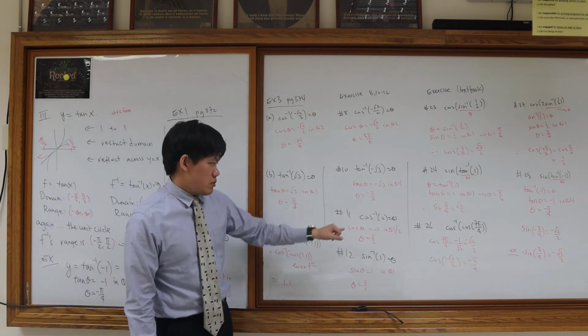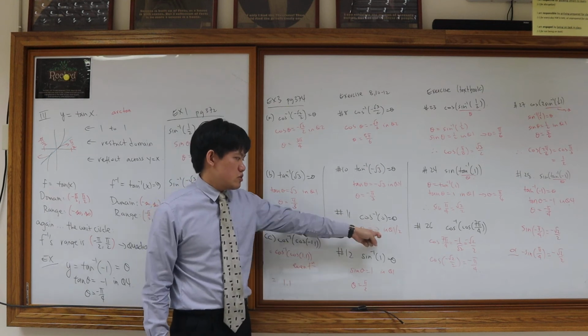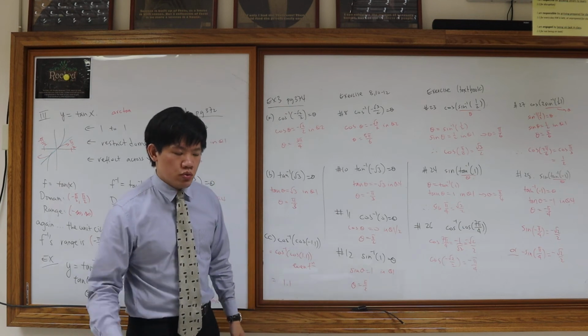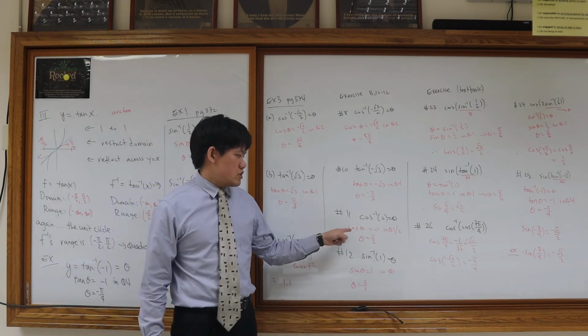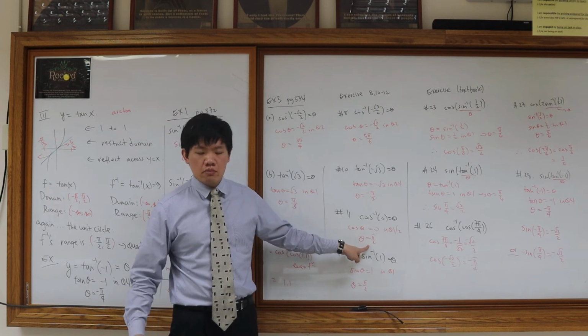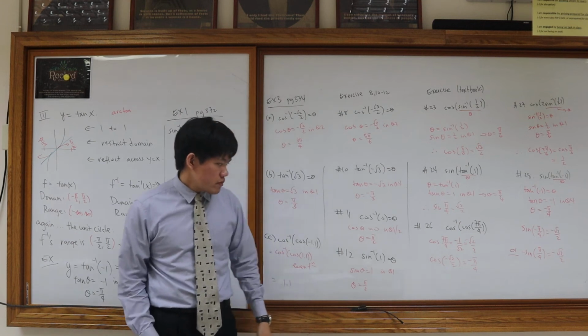Okay, next example, arc cosine of 0 equals theta can be written as cosine of theta is equal to 0. This is in between the quadrants. But we know cosine of pi over 2 equals 0. That means this is within the range, so we're good to go. That means my theta here comes out as pi over 2.